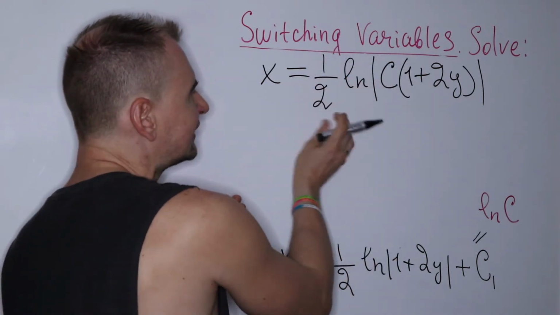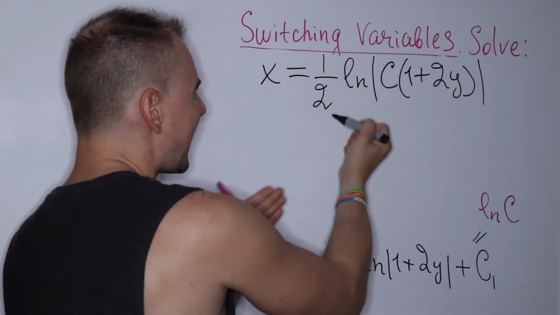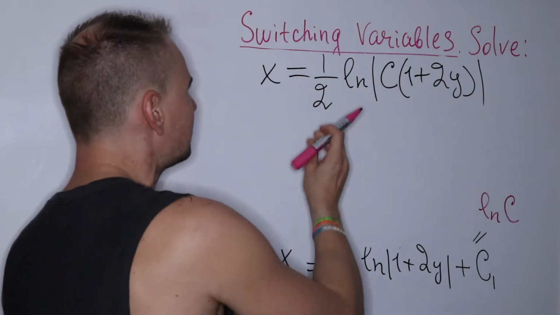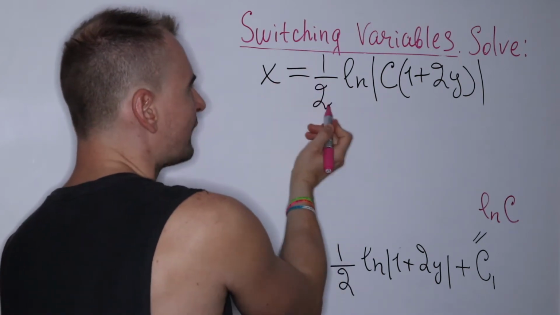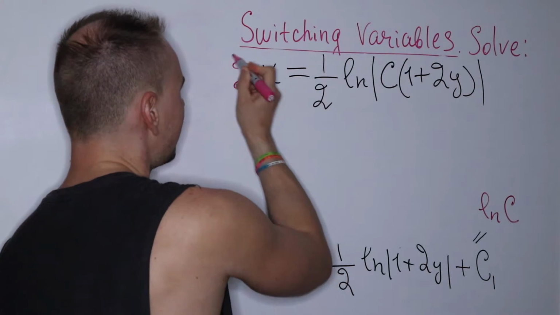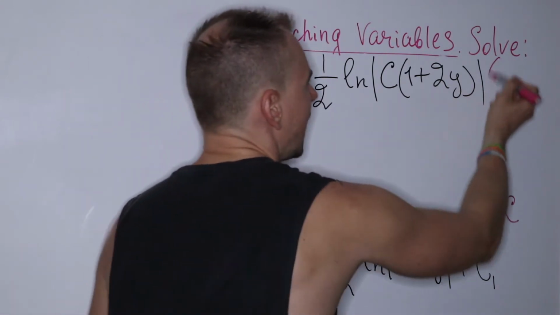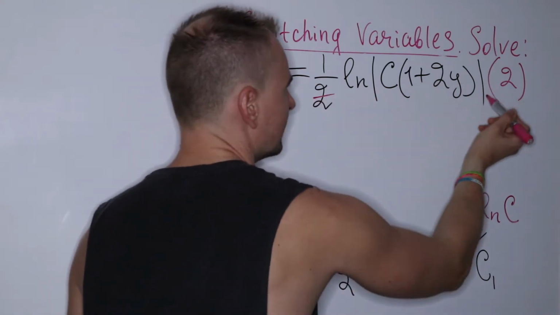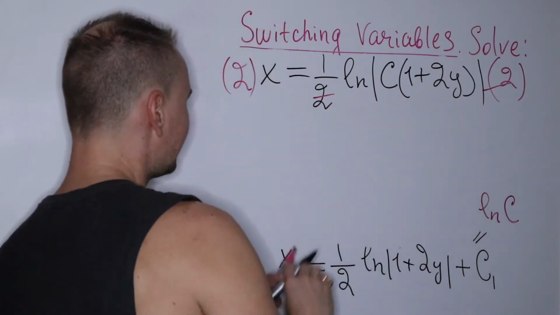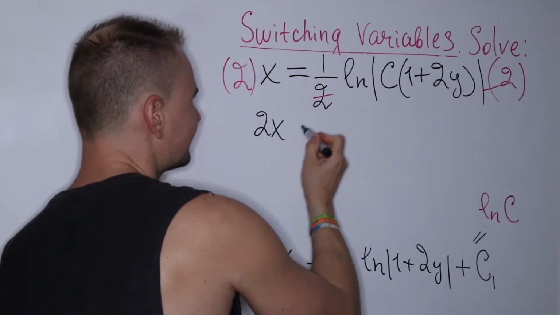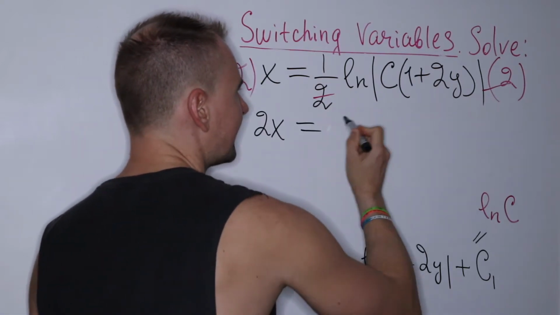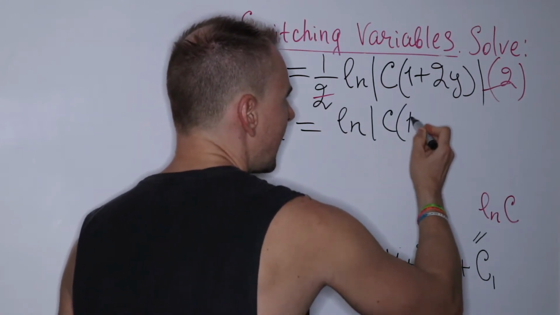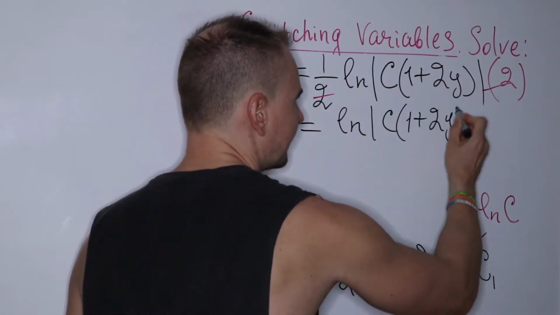Now, let's try to rearrange it. I want to get rid of this pesky coefficient in front by multiplying both sides of your equation by 2 in order to clear off this a half. So I'm going to multiply by 2 the left side and the right side as well. What it does, it clears off this 2. Now you are left with 2x on the left side, and I'm going to rewrite what's left over: the natural logarithm of C times 1 plus 2y.